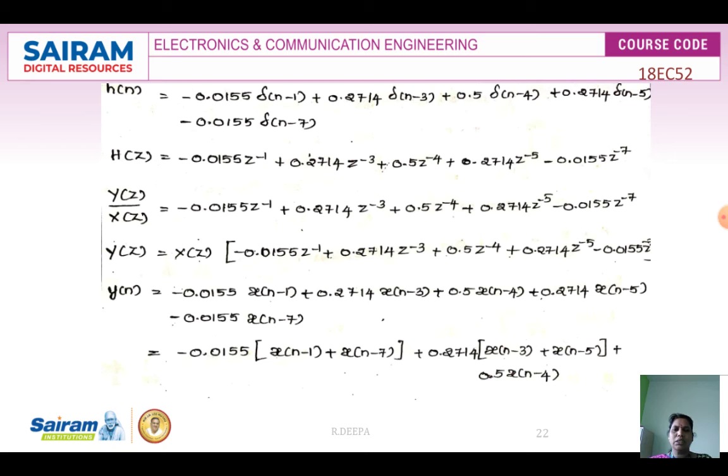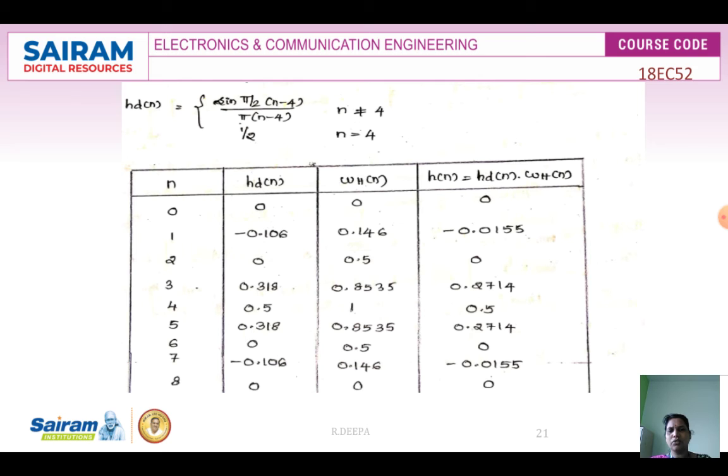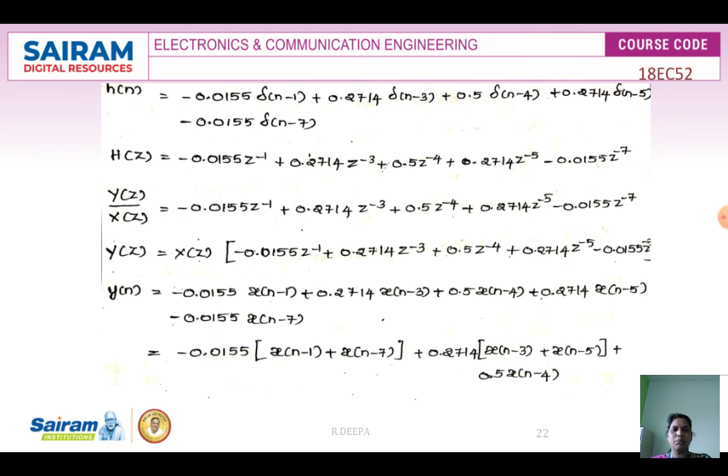As you know, it is given to draw the structure also. You have to find out what the y of n equation is. Once you have got h of n, whatever coefficients you have starting from n is equal to 0, you can represent in terms of delta of n. Then take the z transform of that. After taking the z transform, h of z can be written as Y by X, and again take the inverse z transform to get the y of n equation. And if you observe, it has some common coefficients, so you need to draw the linear phase FIR structure.